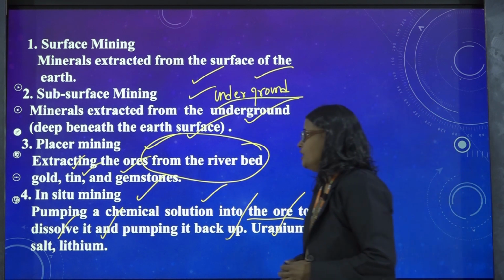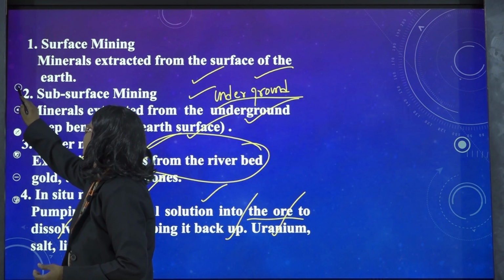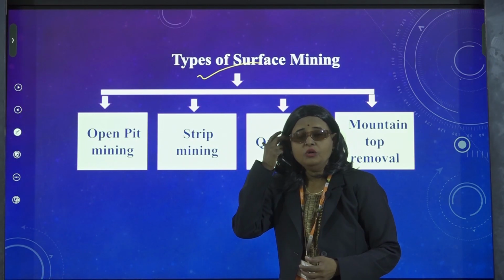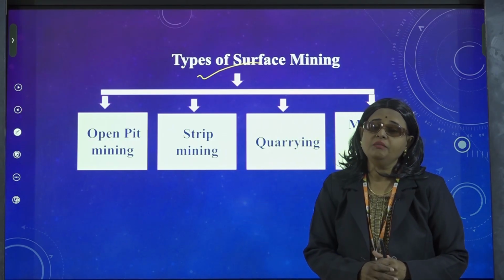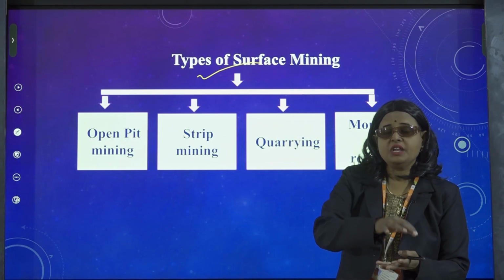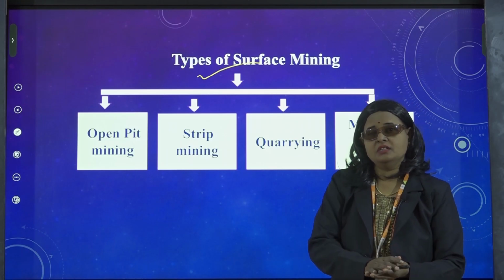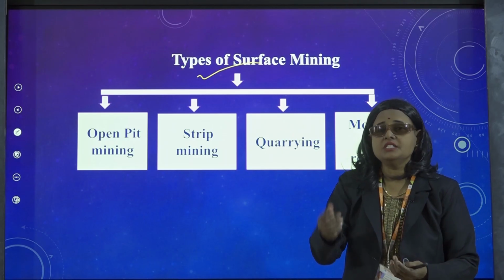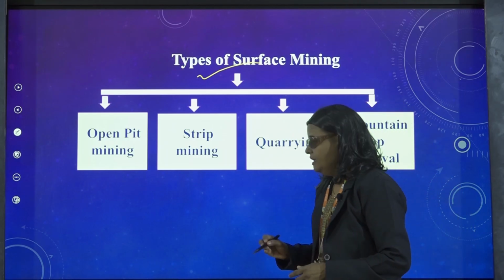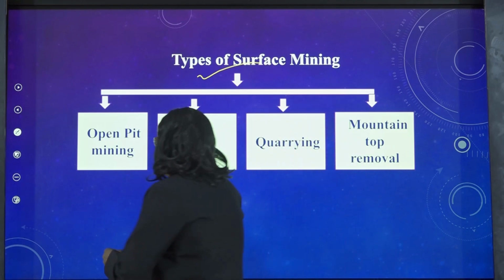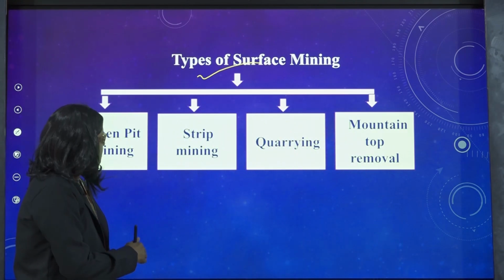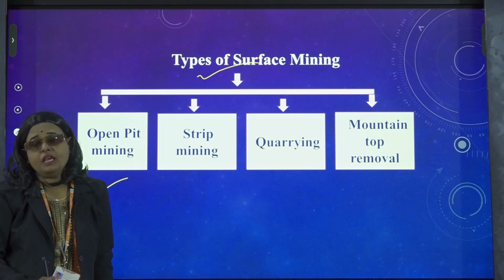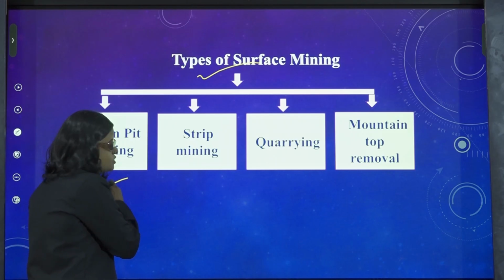Understood all of you? Now, coming to the types of surface mining. I told the students, surface mining means the minerals are extracted from the surface, from the shallow regions. We call that surface mining. It is again classified into various types. Listen here all of you. The first one is open pit mining. We call it open cast mining also.